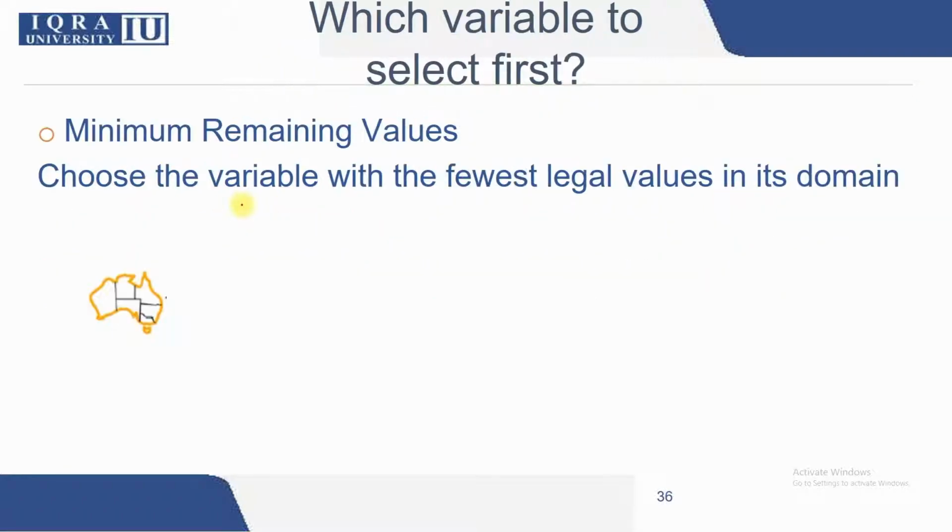Okay, so which variable to select first? The heuristic that we have is the minimum remaining values heuristic.